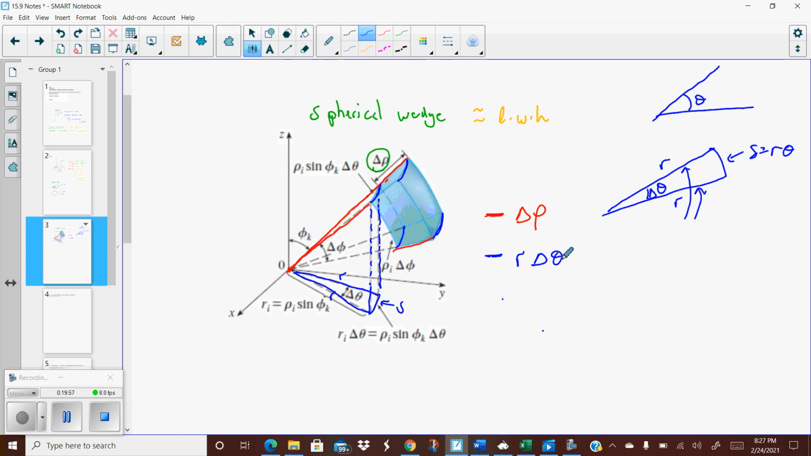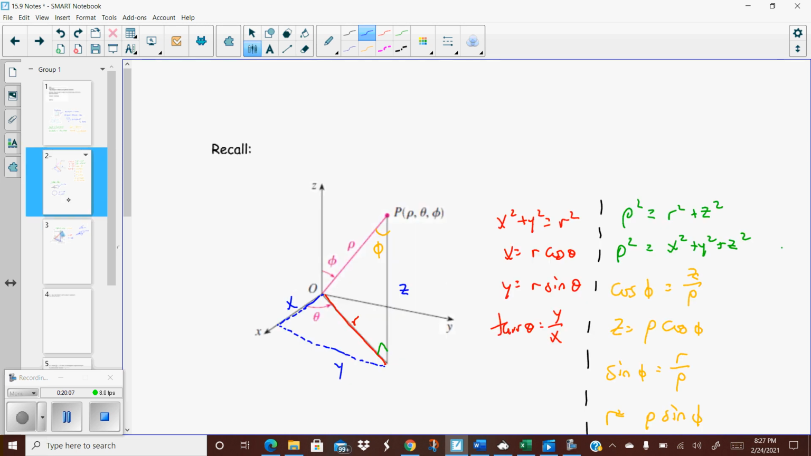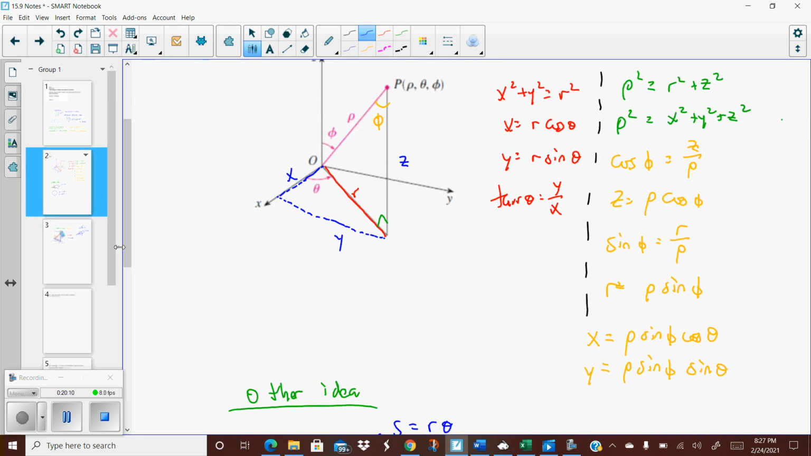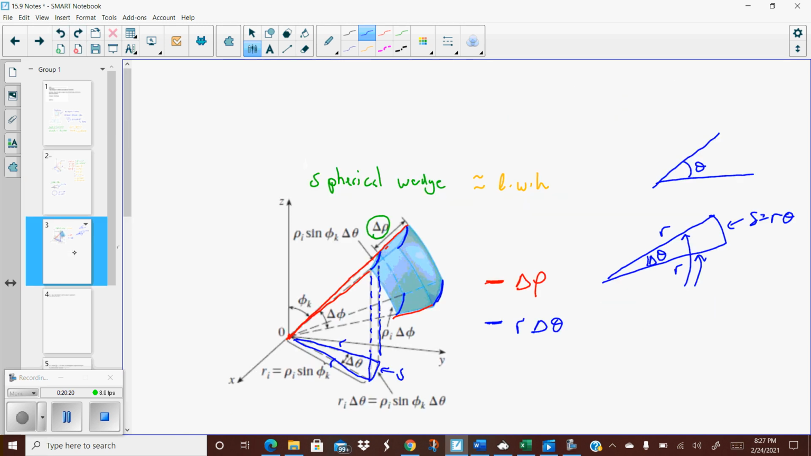But remember, we're doing this in spherical coordinates, so we don't have r's in spherical coordinates. So we need to change r into a spherical coordinate. Well, fortunately, from our previous page, we have that, because r is defined as rho sine phi. That's in rho, phi, and theta. So we're going to replace r with rho sine phi. So that means that we're going to have rho sine phi delta theta. Okay, so that's going to represent basically the width.